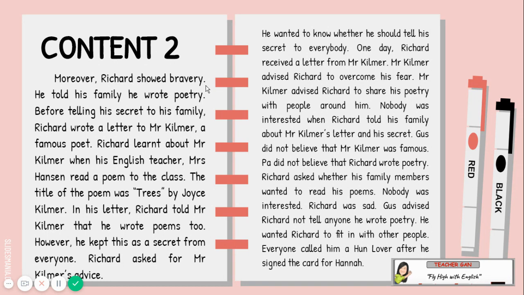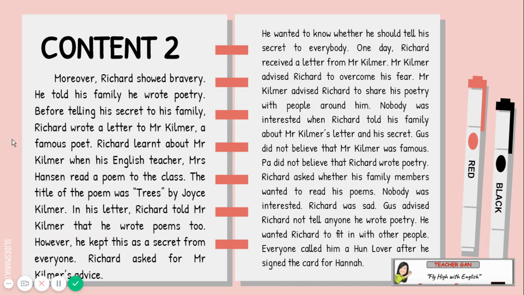Moreover, Richard showed bravery. He told his family he wrote poetry. Before telling his secret to his family, Richard wrote a letter to Mr. Kilmer, a famous poet. Richard learned about Mr. Kilmer when his English teacher, Mrs. Hanson, read a poem to the class. The title of the poem was Trees by Joyce Kilmer. In his letter, Richard told Mr. Kilmer that he wrote poems too. However, he kept this a secret from everyone. Richard asked for Mr. Kilmer's advice. He wanted to know whether he should tell his secret to everyone.